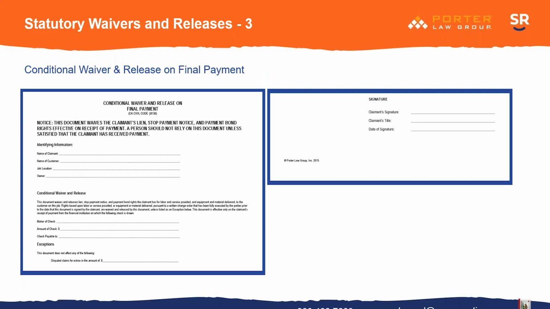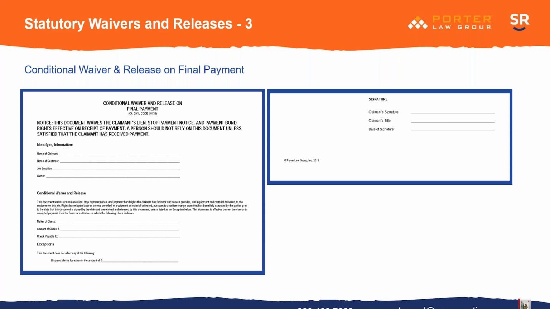So this is, let's say you're going to get your final payment, and you can see how to fill out the form. This one, since it's conditional, remember, it's used in exchange for a check or a promise for a check. Someone says, send us a conditional release and we'll send you a check. That's all fine, and that's how all this stuff works. And you can see in filling out the form, the name of the claimant, that's you, the name of your customer that's going to pay you, the job location, and who's the owner. Okay, and then who makes the check, the amount of the check is payable to you, and then exceptions.